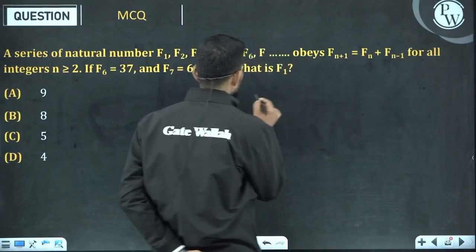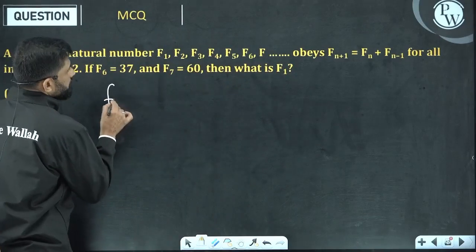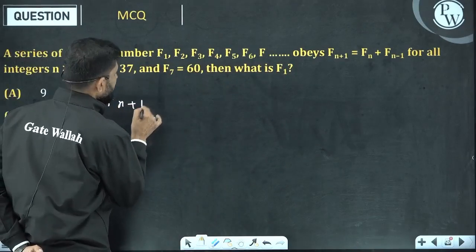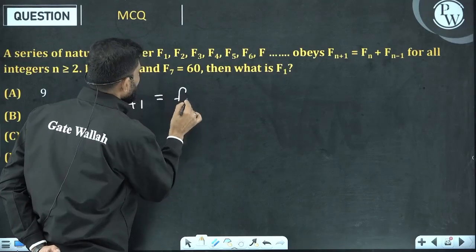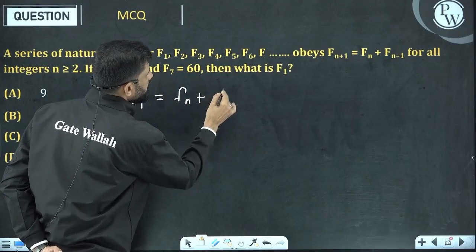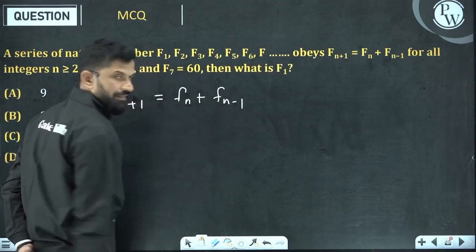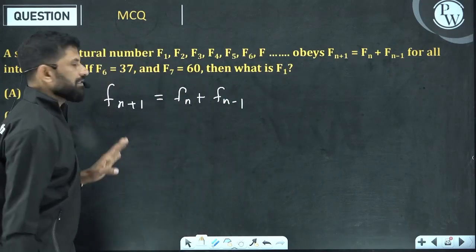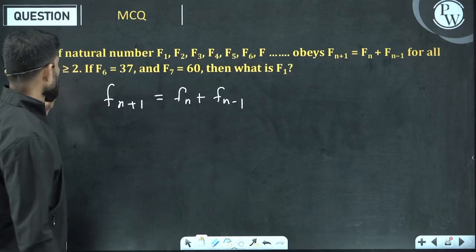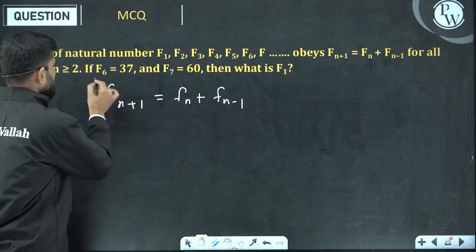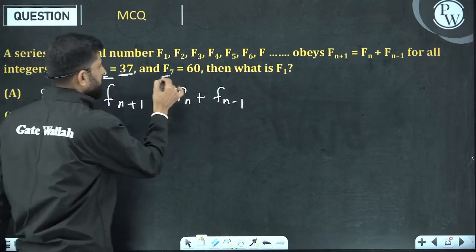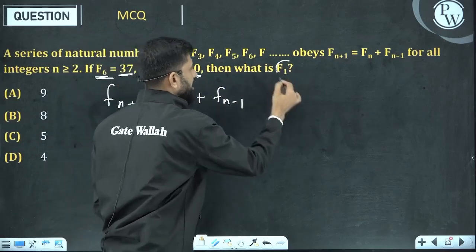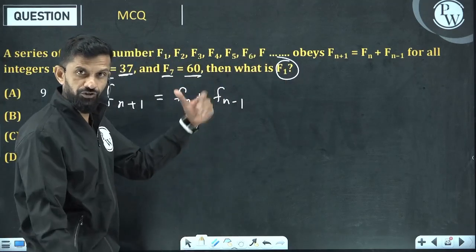They have clearly given f(n+1) = f(n) + f(n-1) for all integers n greater than or equal to 2. If f6 is 37 and f7 is 60, then find the value of f1. Let us reach f1.